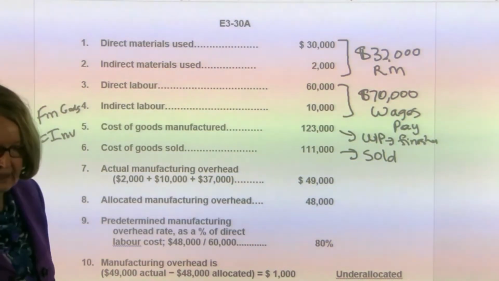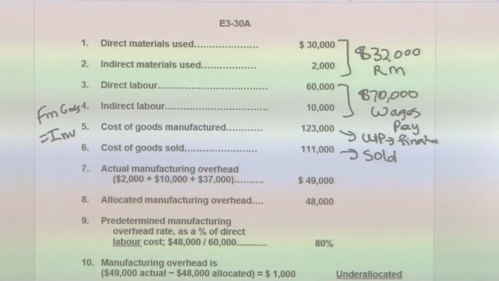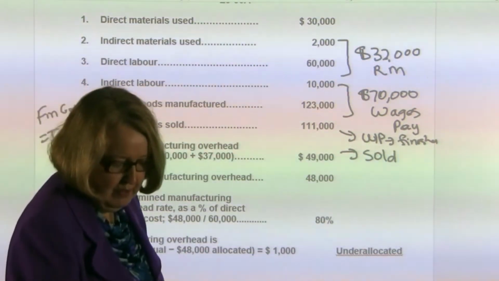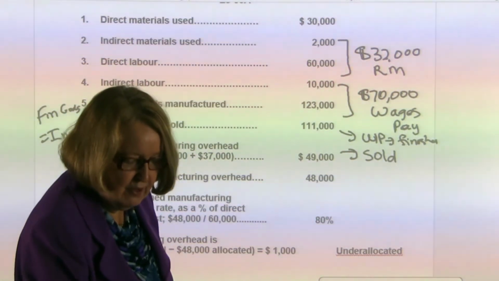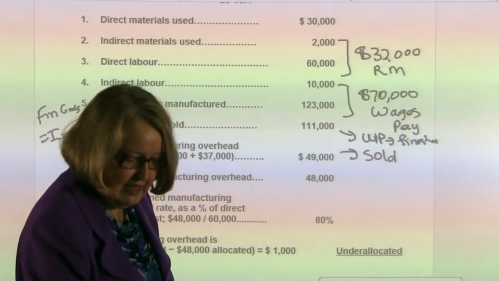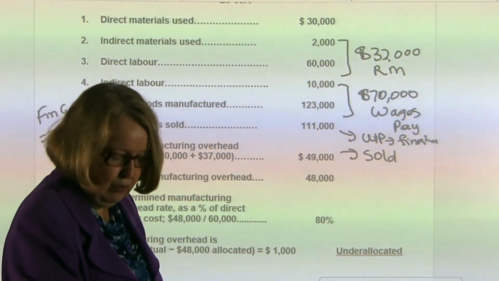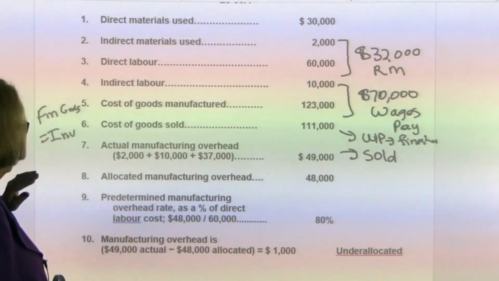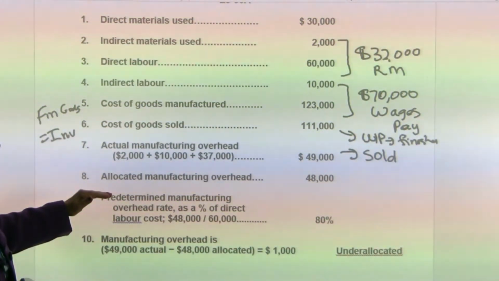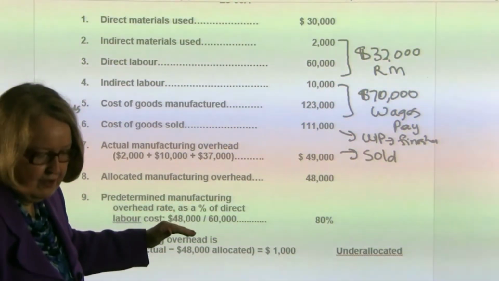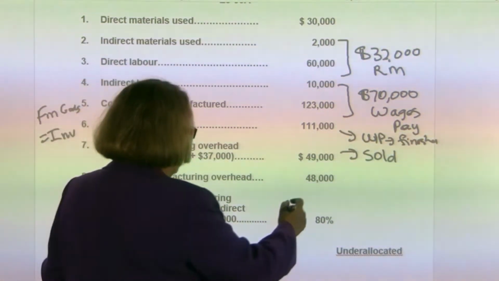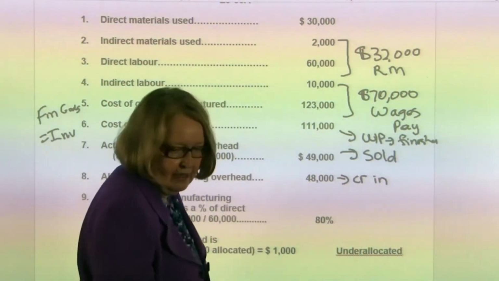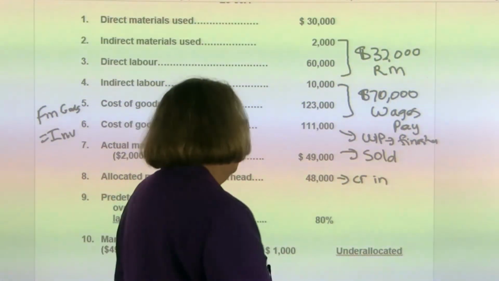Our next one we're asked to identify is your actual manufacturing overhead. The actual manufacturing overhead would be the three amounts that are listed in the debit side of your T account for your manufacturing overhead. So you're given all three. The allocated overhead comes to $48,000, so that is the credit side. That will be your credit in your manufacturing overhead account.